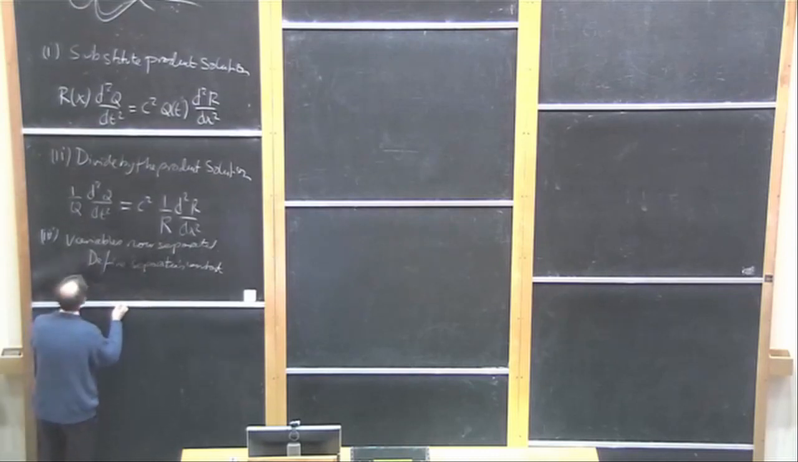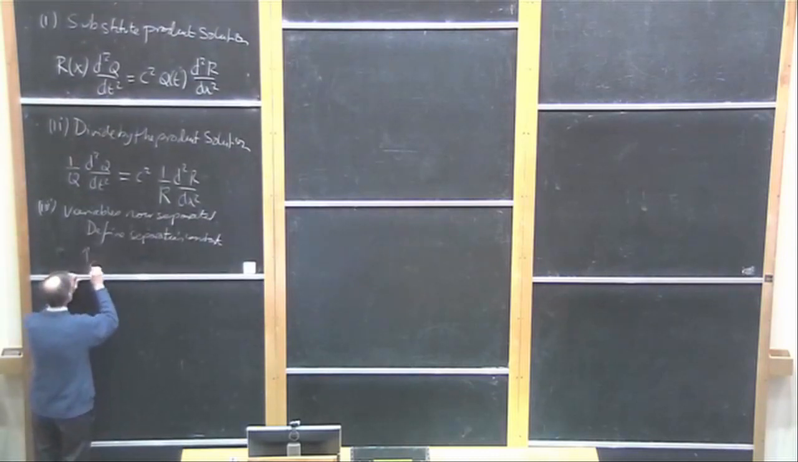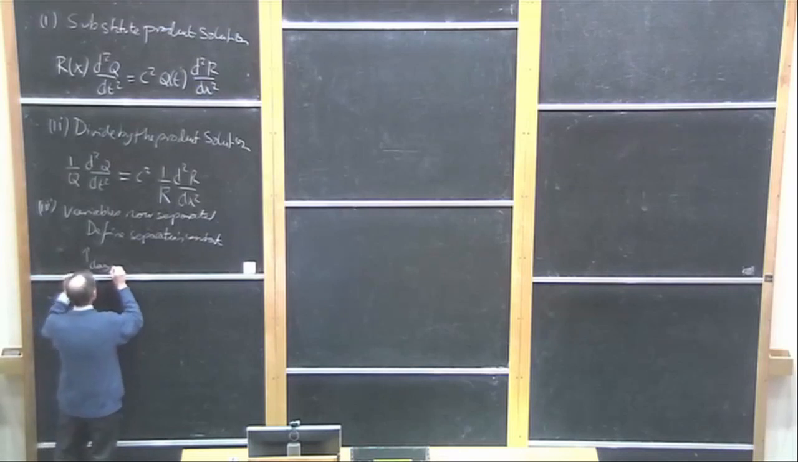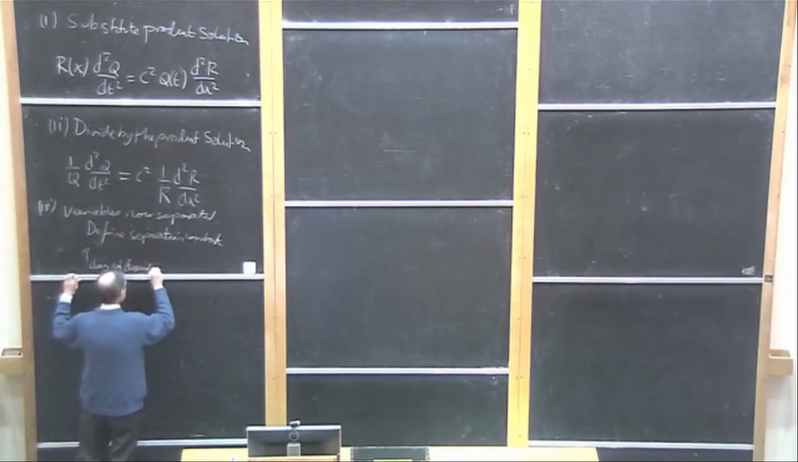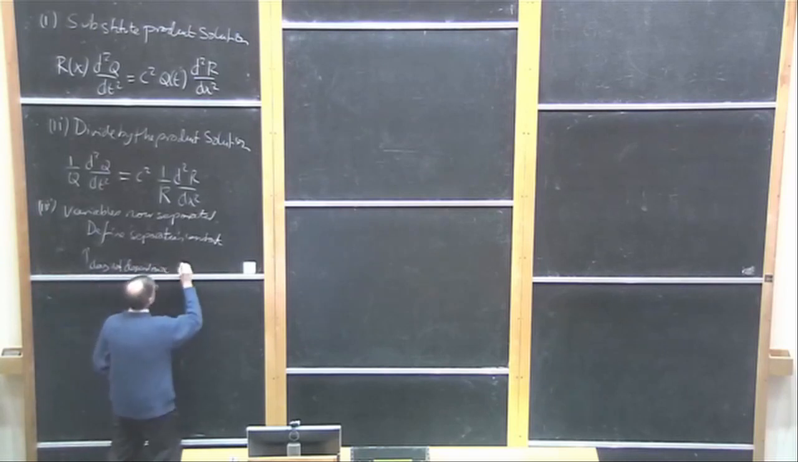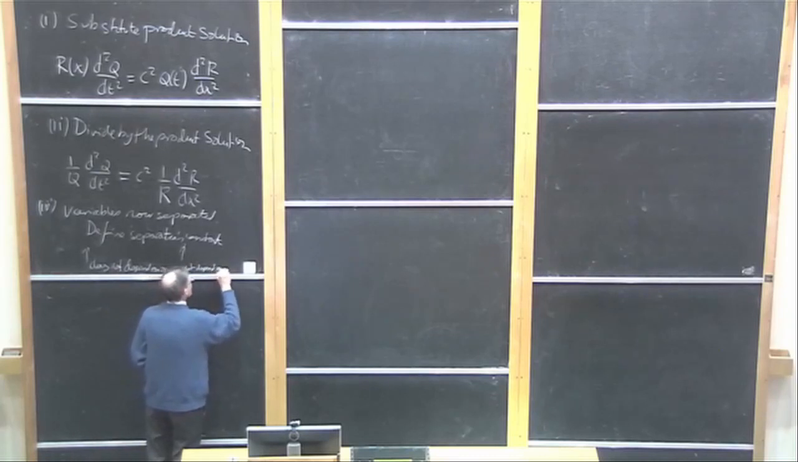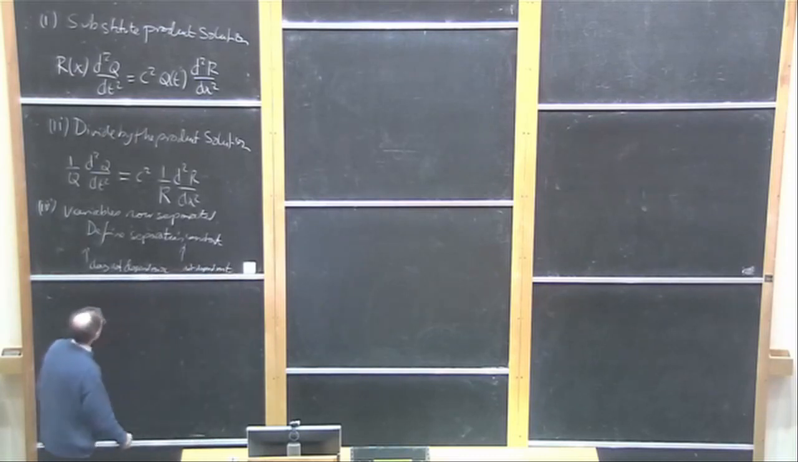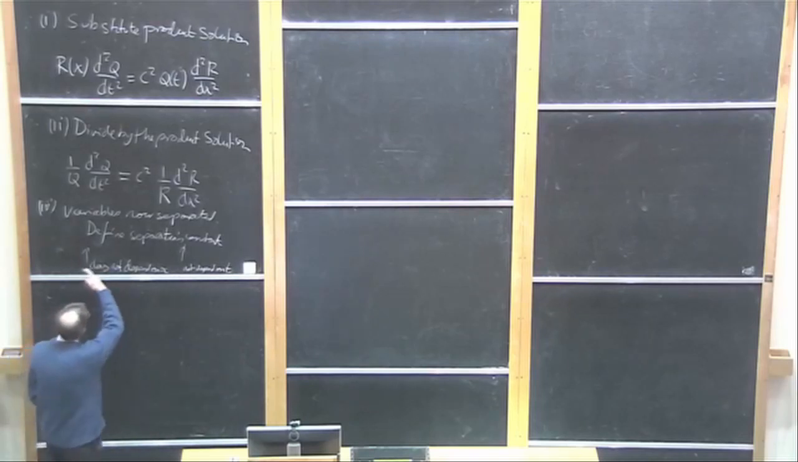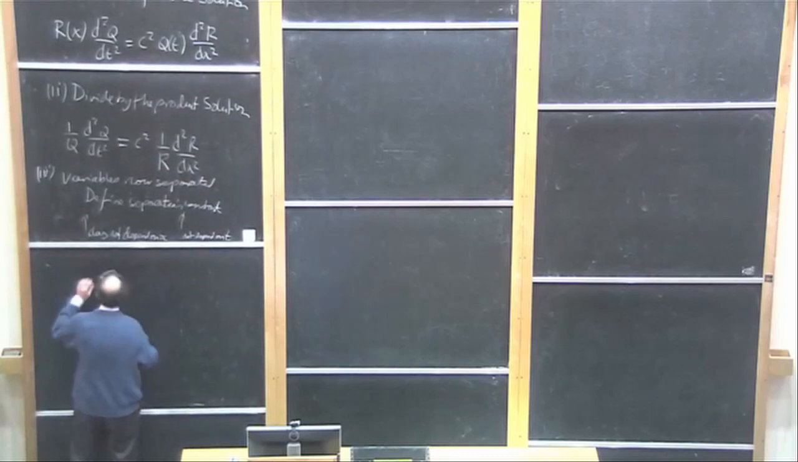So the point is, this side of the equation does not depend on x. This side of the equation does not depend on t. And they're equal to each other, so they can't depend on either x or t. And in this context, that means that they are a constant.